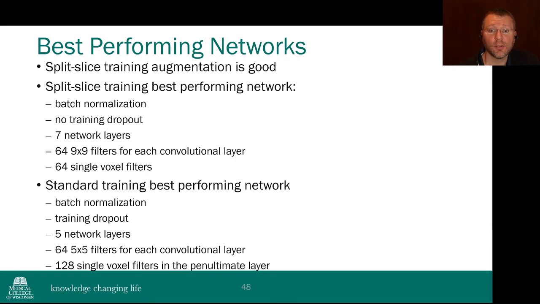Whereas when you look at the standard RAKI, batch normalization again, but here you use the training dropout, you use fewer network layers, use smaller convolutional filters in those convolutional layers, and you actually use more single voxel filters in that second to last layer.